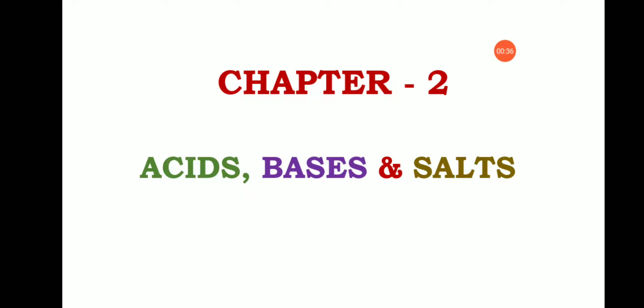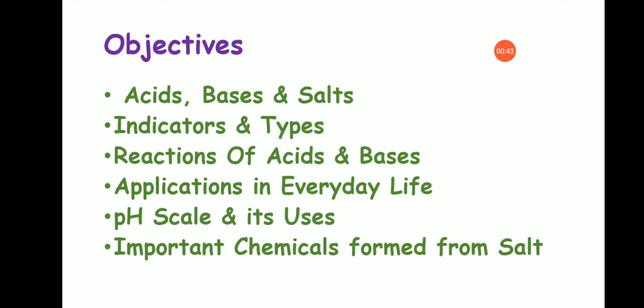Today we are going to start the new chapter, that is chapter 2, Acids, Bases and Salts. Before entering into the chapter, you have to understand what are the objectives of this chapter. That means in this chapter we are discussing the following concepts: acids, bases and salts, indicators and types, reactions of acids and bases, their applications in everyday life, pH scale and its uses, important chemicals formed from salt.